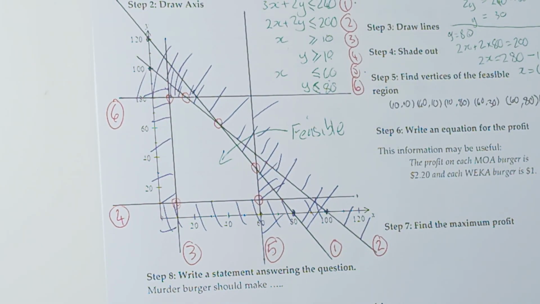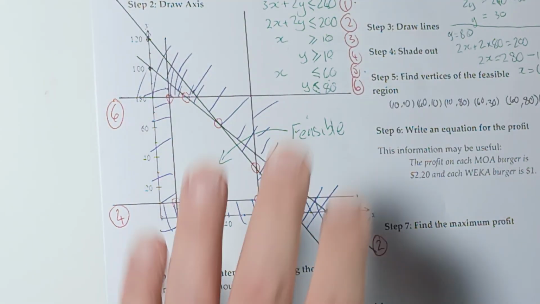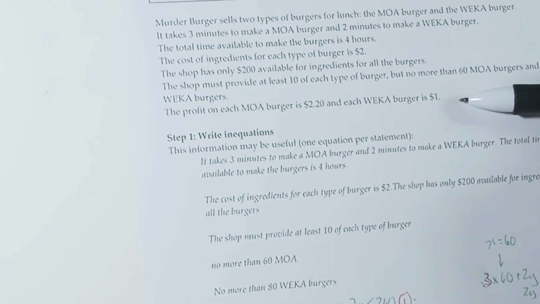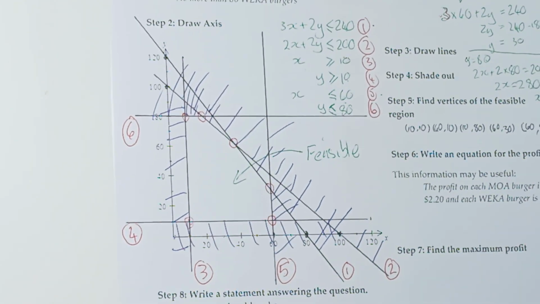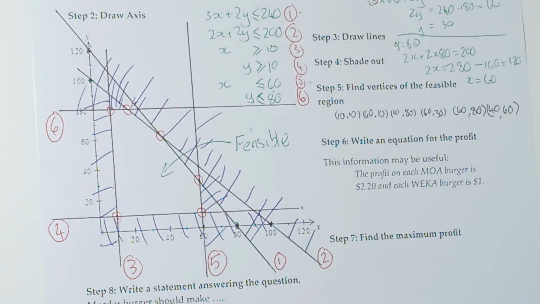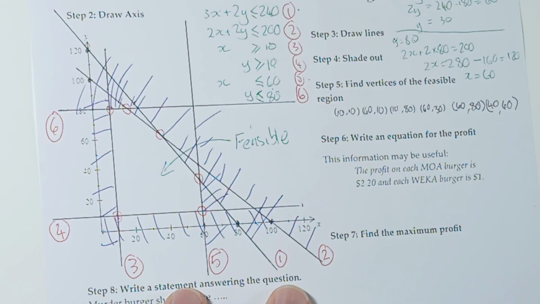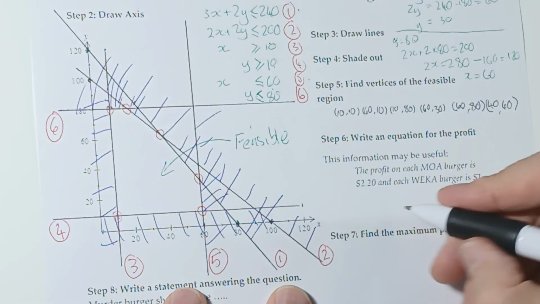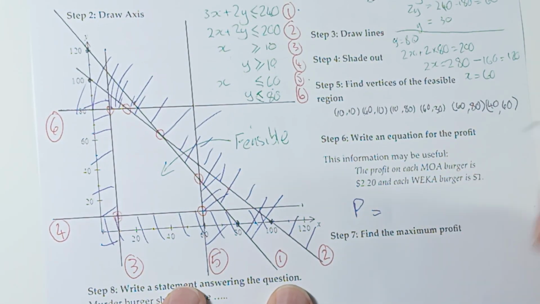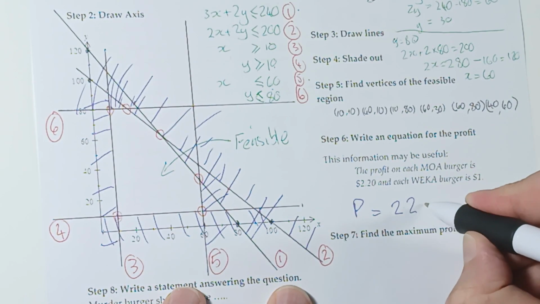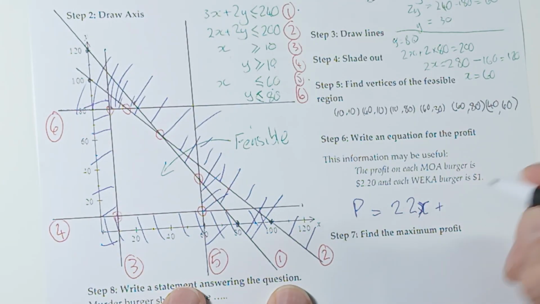In order to find the optimal one, we first need to actually work out what our objective function is. It was mentioned slightly earlier that profit on each Murder Burger is $2.20 and each Wicker Burger is $1 in the original problem, but that has also been written out here again, and that leads us to a pretty straightforward profit statement, which is that the profit equals $2.20 times x, and $1, or just 1, times y.